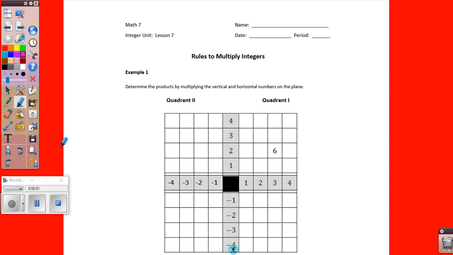Hello, hello. So this is lesson 7 of the integer unit. The purpose of this lesson is to discuss the rules of how to multiply integers. So we're going to be talking about multiplying positive and negative numbers today. And we start out with a visual in example 1.